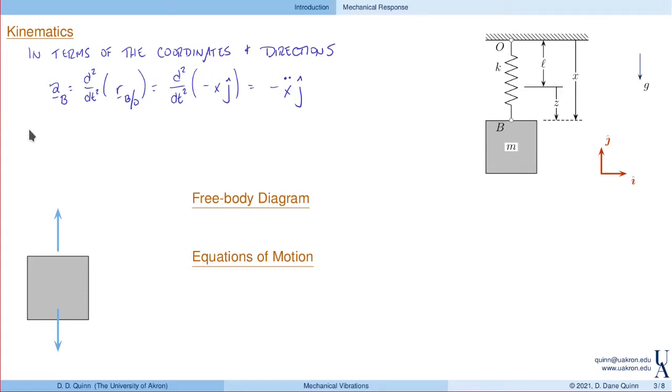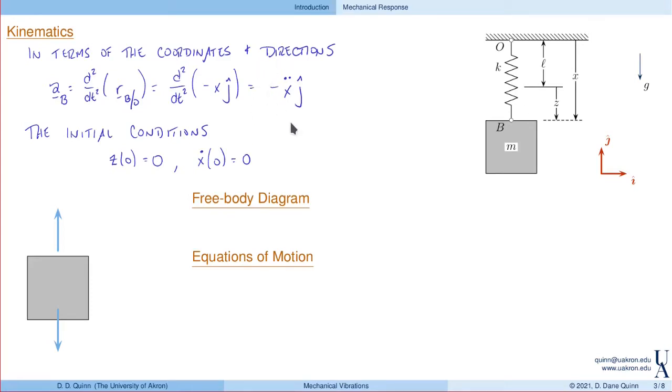In addition, we need to figure out what the initial state is. So the initial conditions: it was released from rest at the unstretched position. That's what the problem statement said. So if it's unstretched, that means at time 0, z is equal to 0. And if it has no initial velocity, x dot at time 0 is equal to 0. So we have the kinematics, namely the acceleration and the initial conditions, in terms of these coordinates.